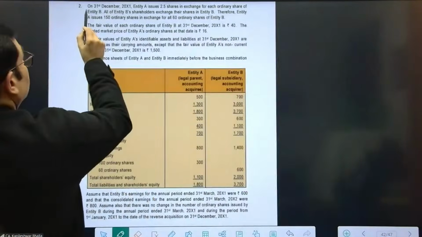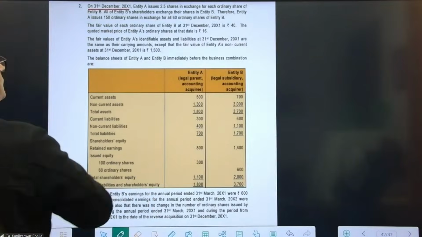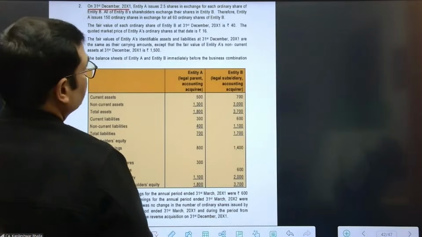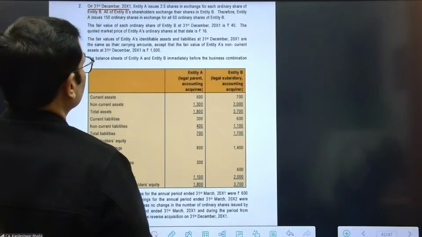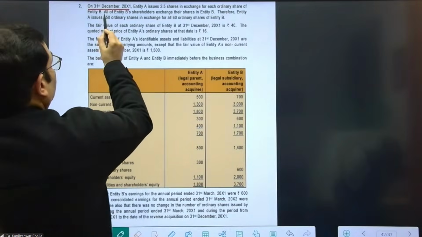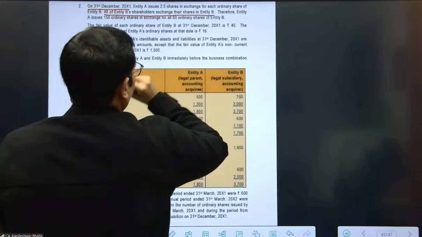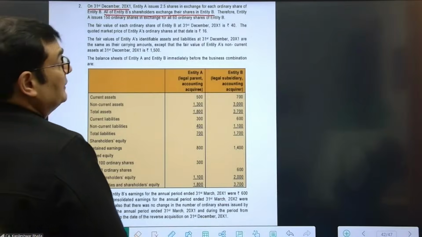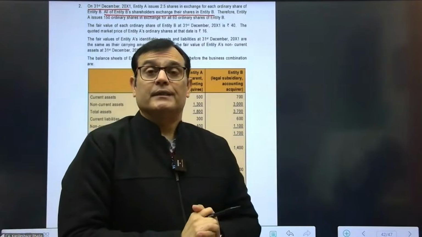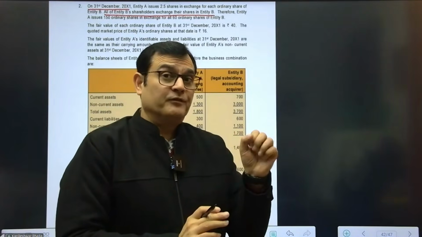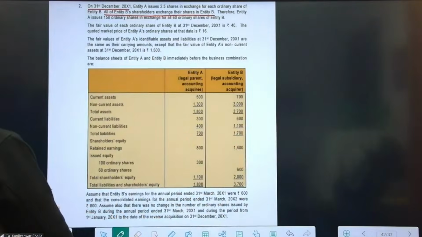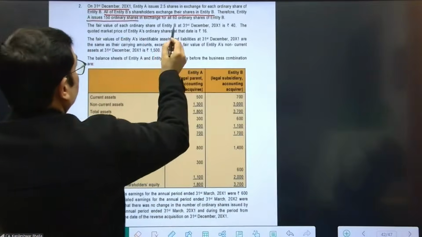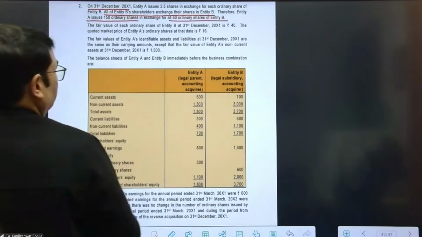Let's read. It says on 31st December X1, entity A issues 2.5 shares in exchange for 8 ordinary shares of B. All the entity shareholders exchange the shares in entity B. So when it says all of them exchange the shares, that means there is no NCI. There is a 100% share exchange. Every shareholder accepted the offer. Therefore, entity A issues 150 ordinary shares in exchange for all the 60 ordinary shares of B.